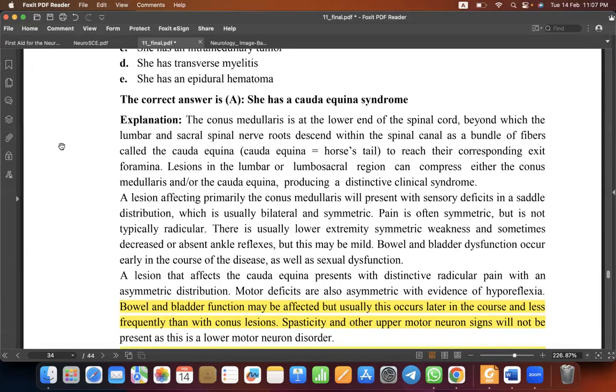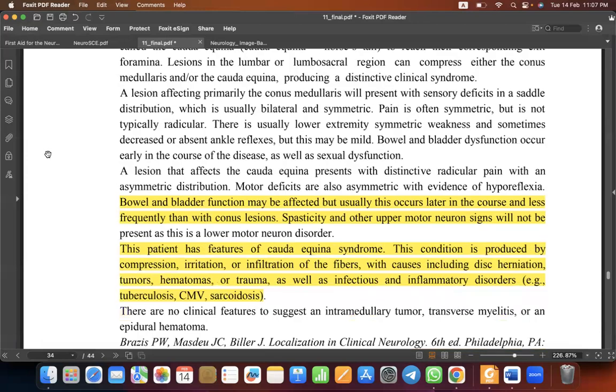The conus medullaris is the lower part of the spinal cord, but typically in case of conus medullaris, there will be sensory deficit in saddle anesthesia. There will be symmetrical, bilateral motor involvement. There could be upper motor sign with lower motor sign, with upgoing plantar, as a presentation of conus medullaris. But cauda equina, on the other hand, is a radiculopathy. Evidence of areflexia or hyporeflexia with asymmetrical sensory deficit and bowel bladder troubles could be a presentation of cauda equina features. So it's a neurosurgical emergency.